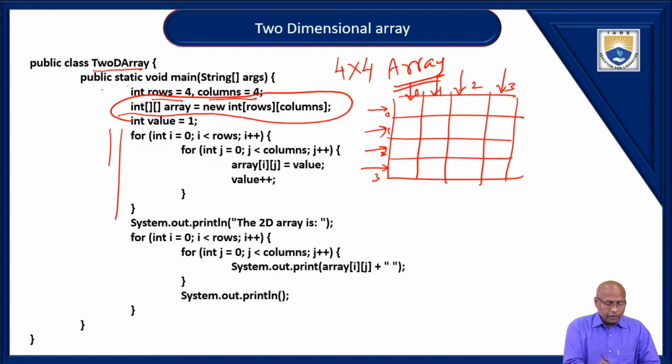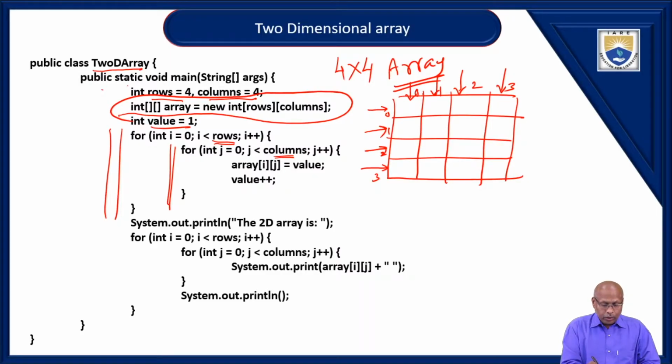Now, this loop is repeating. How many times is it repeating? i equal 0, i less than rows. That means the outer loop repeats rows times. Rows means 4, so 4 times it repeats. For each row, how many columns are there? 4 columns. So this inner loop repeats 4 times again. Under each location of the two-dimensional array, you have to store a value. Initially, the value is 1.